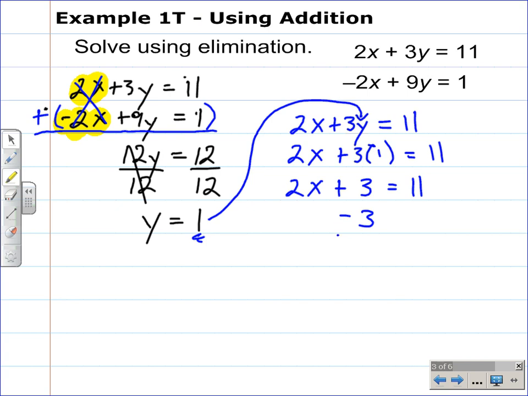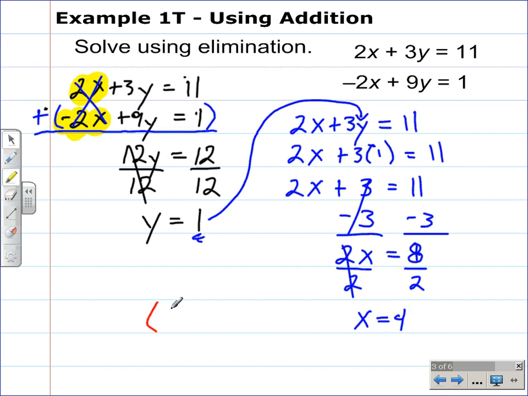I'll subtract 3 from each side. The 3's on the left becomes 0, leaving us 2x is equal to 8. And then I'll divide each side by 2. Giving you x is equal to 4. So the ordered pair, that's our solution, is 4 comma 1.